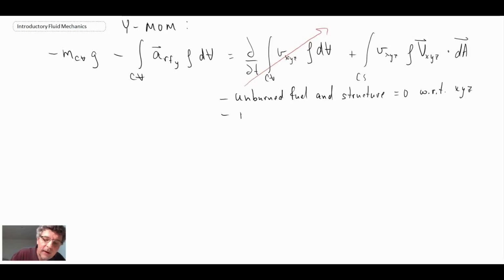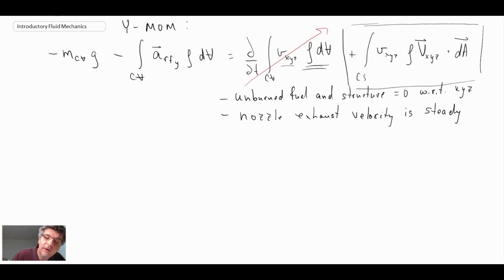And the other one is that the nozzle exhaust velocity is steady. So even though the mass is very large, we have a steady velocity more or less and a large mass that really is not changing that much with time. And consequently with that, we can make the approximation that the time rate of change of that term is small. So what that leaves us with is this term here that we're going to take a look at and work a little bit more with. So let's look at that now.